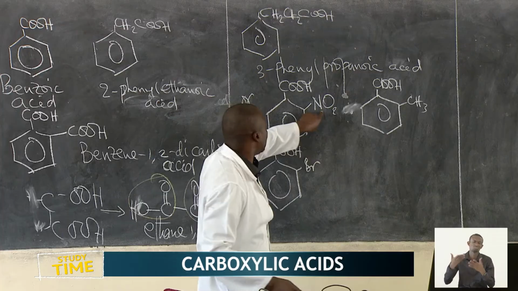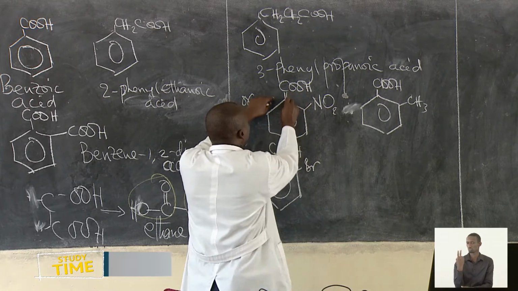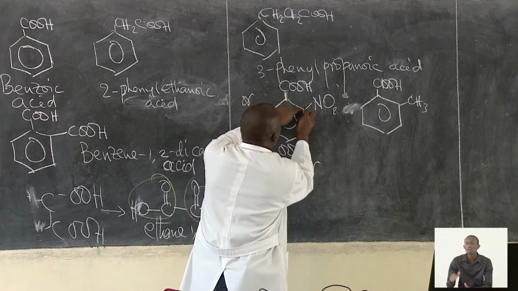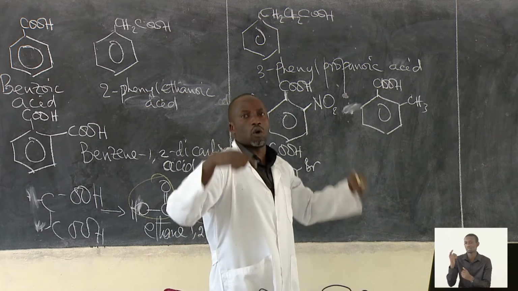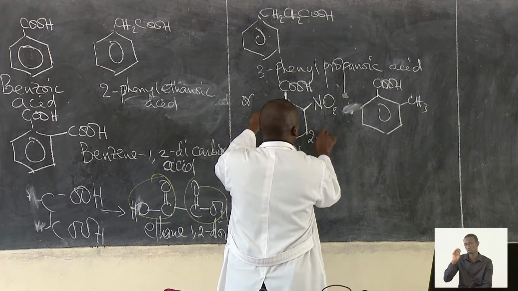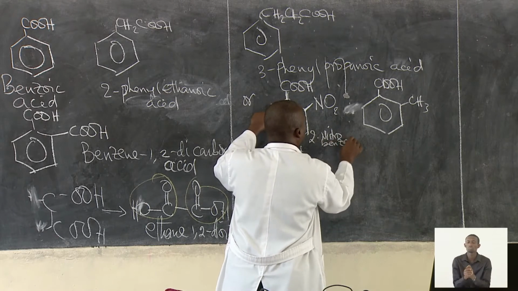So what is happening? This is the nitro group, so that means it is 2-nitro. This one takes position number 1. So this is position number 1. So that is why we call this one 2-nitro benzoic acid.